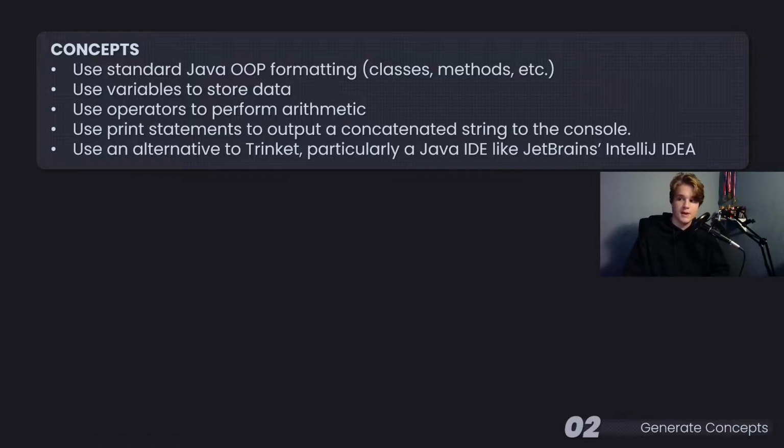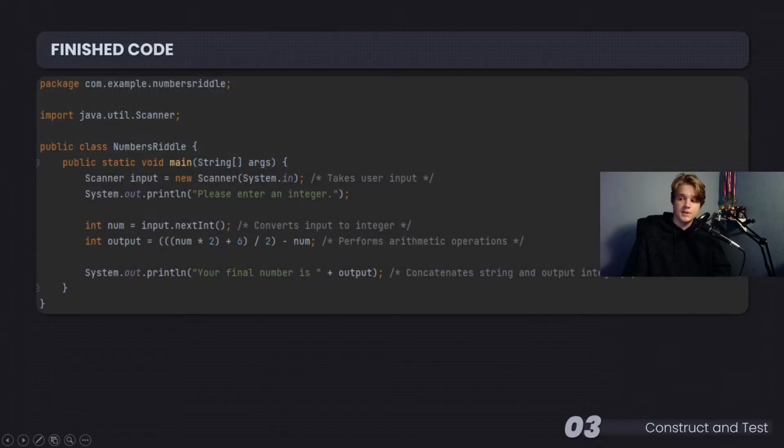So if you don't know what that is, it's basically like you take a string, you can take a variable, you can combine them and take a bunch of them and combine it into one big string and print that in the console. And in this case, we'll be using an alternative to Trinket called IntelliJ IDEA, which is a Java IDE, and it is incredibly useful because it does all the compiling and has a lot of useful features. So PLTW asks us to skip the design brief and move straight to the construct and test. So here is my finished code.